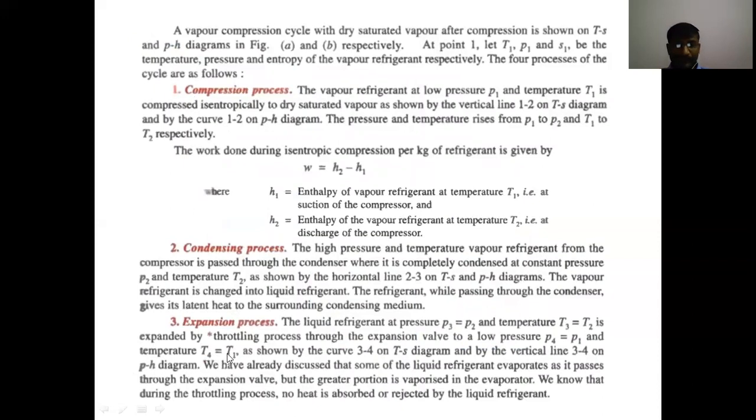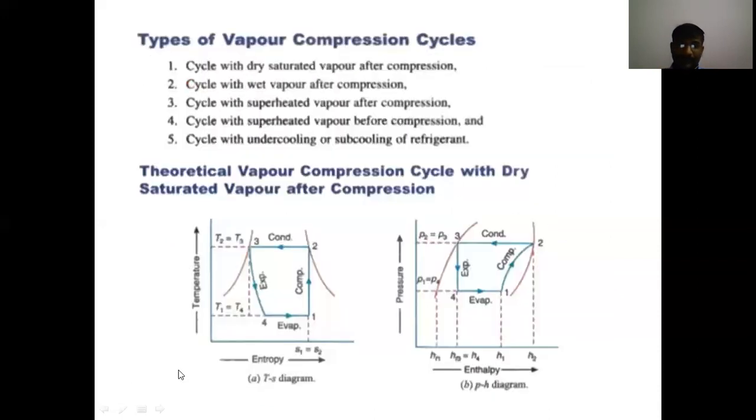And the temperature T4 is also equal to T1. Temperature is also the same, as shown by the curve 3,4 on the TS diagram, and by the vertical line 3,4 on the pH diagram. Enthalpy remains constant. This is a curved line on the TS diagram.